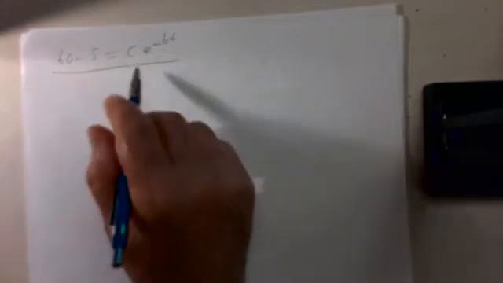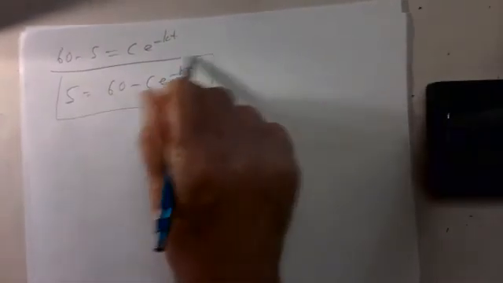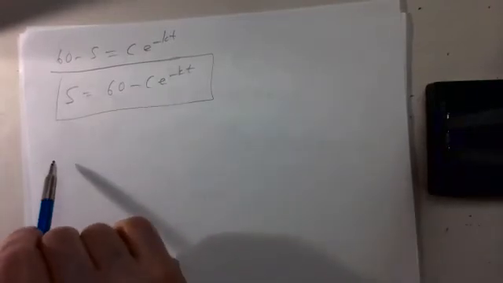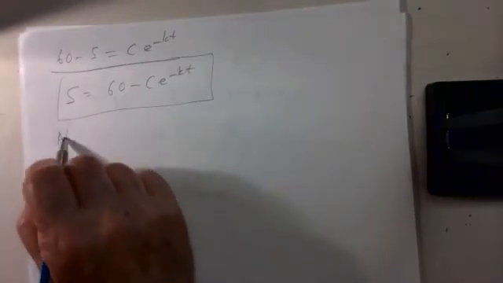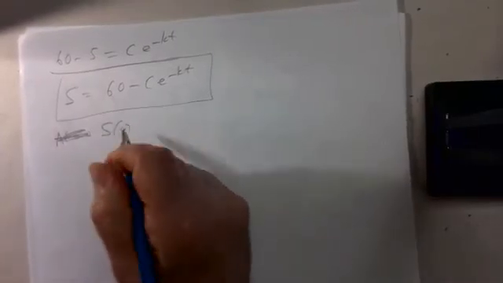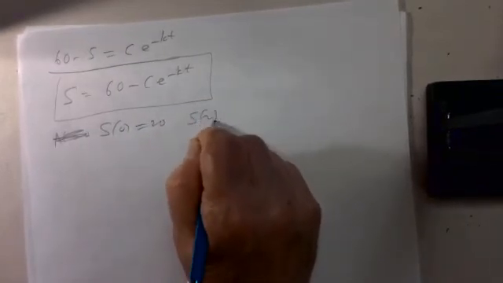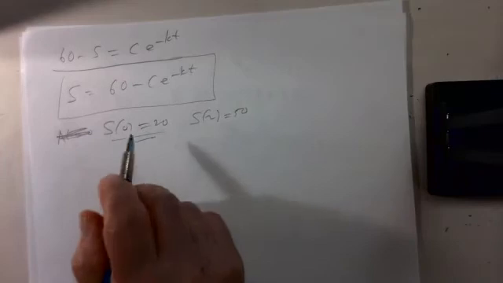I'm looking at the chat if you have any questions, but let's just rewrite this. So s is 60 minus c e to the minus kt. So we have two unknown constants, the c and the k. But we're also given two bits of information. At t equals 0, s, the population at time 0, is 20, and we're told that 2 years later, s of 2 is equal to 50.